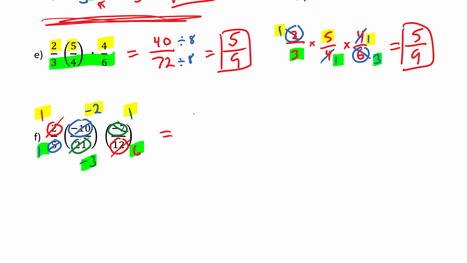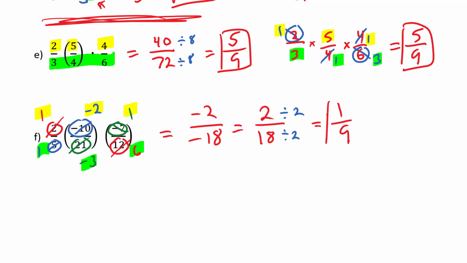1 times minus 2 times 1 is minus 2. 1 times minus 3 is minus 3. Times 6 is minus 18. We have a negative on both the top and the bottom, so we can turn that into positive. And lastly, I can pull out a common factor of 2 from the top and the bottom, leaving me with 1/9. Final answer.